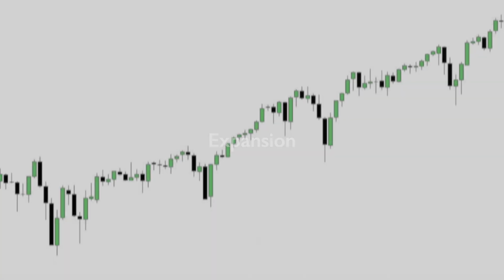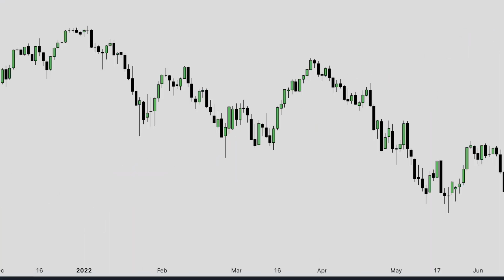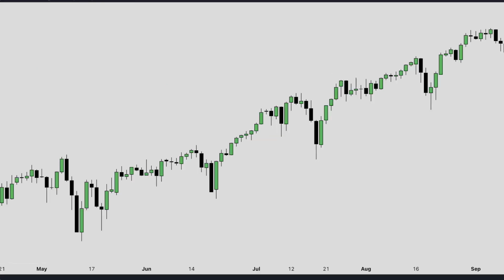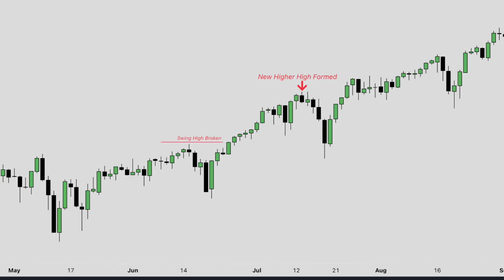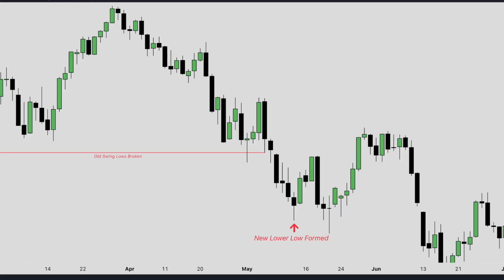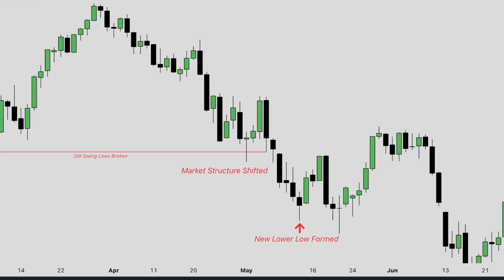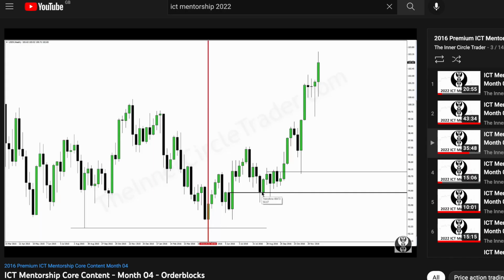When looking at the market price action, we neither have bullish or bearish institutional order flow, meaning the market is neither going up or going down. For bullish expansion, the old swing high is broken, market structure shifts higher, a new high is formed, leaving behind bullish order blocks. These down close candles represent bullish order blocks. For bearish expansion, the old swing low is broken, market structure shifts, a new low is formed, leaving behind bearish order blocks. These up close candles. I won't be going into full details of what order blocks are in this video. It is for another video, or you can check out ICT Core Content Month 4.